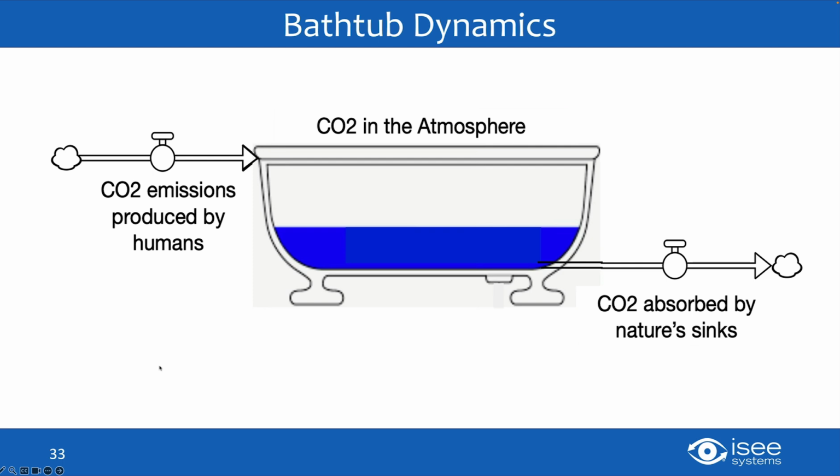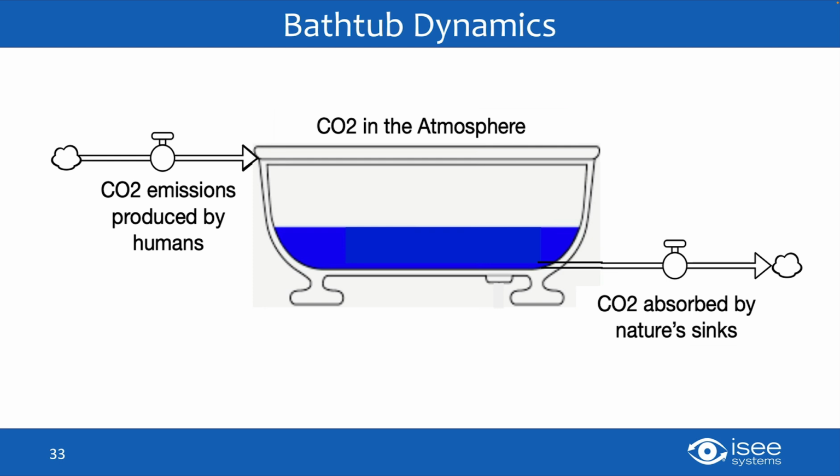Suppose the substance measured in the tub is the amount of CO2 in the atmosphere. The inflow, human CO2 emissions, increases the CO2 in the atmosphere. The CO2 in the atmosphere is reduced by natural CO2 sinks in nature, trees, oceans, etc. If we want to reduce the amount of CO2 in the atmosphere, most people would say we need to reduce human emissions, which is true, but that is incomplete. We need to reduce human emissions to a level lower than nature's sinks can remove CO2 in the atmosphere.